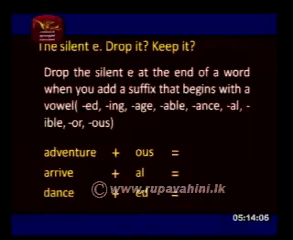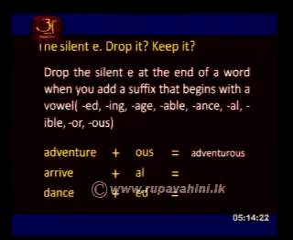Look at the first one, adventure. E is silent, the last letter. When we add OUS, we can say adventurous. So you have to drop E. ADVENTUROUS.